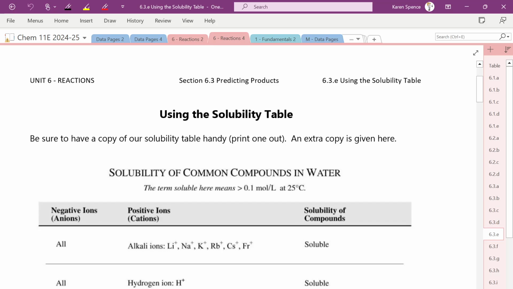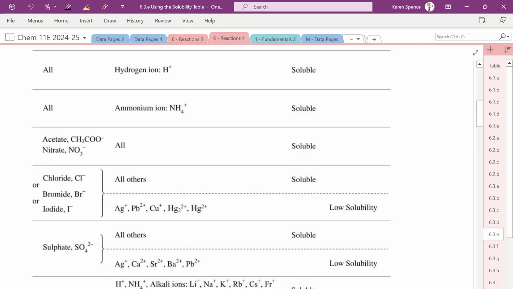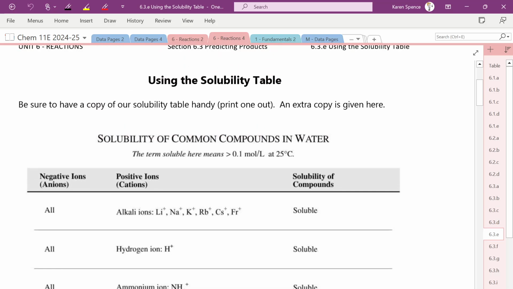All right, my friends, I hate to do this to you because I feel like you could use more time on single replacement, but we got through this on block 2, so we're going to get through it with you guys as well. This is on page 67.